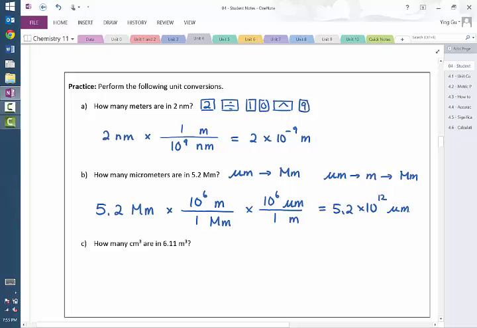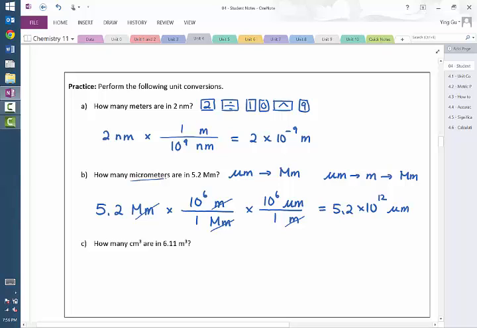micrometers. How do we check that we did this correctly? We look at our units to see if they cancel out. We see megameters, megameters will cancel. Meters and meters will cancel, and then we are left with just micrometers, which is what we wanted in the first place from our question.